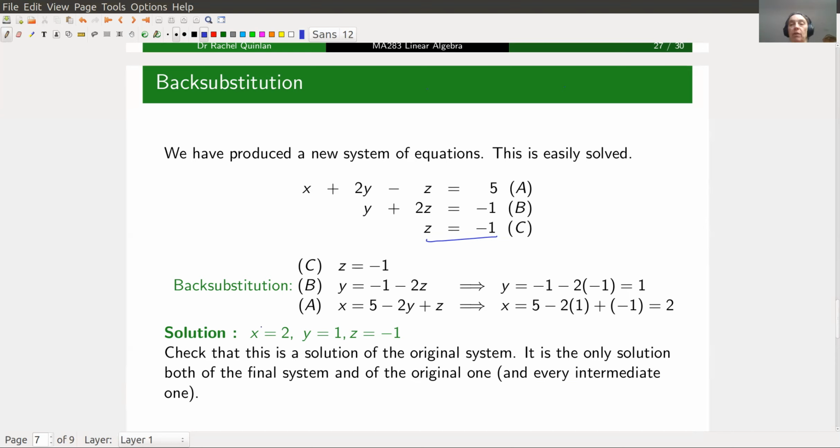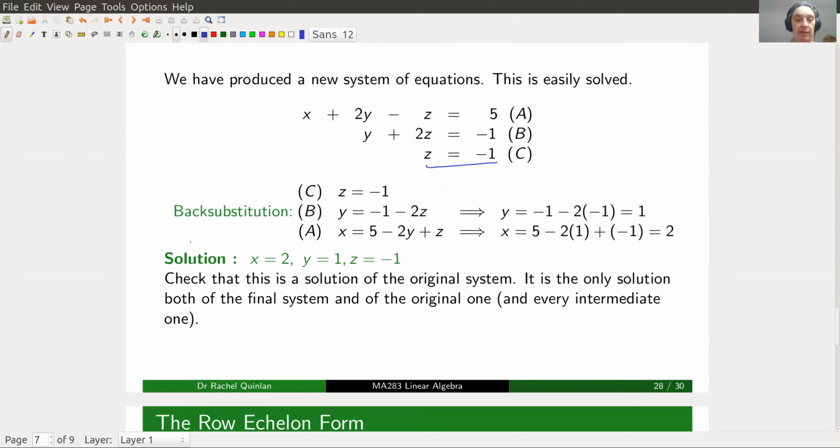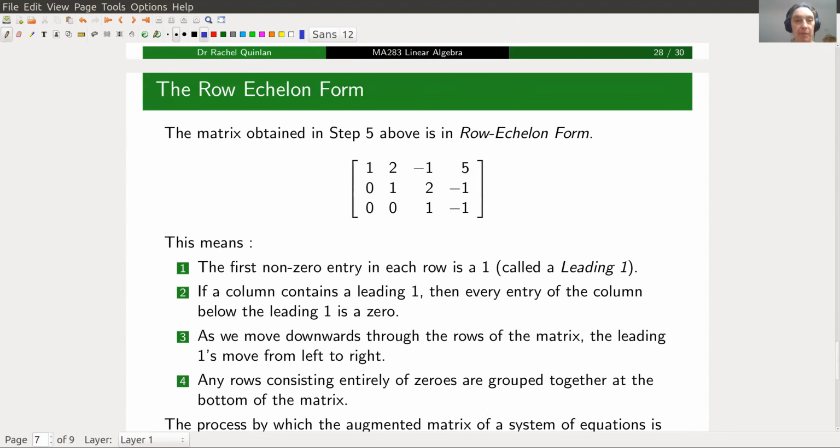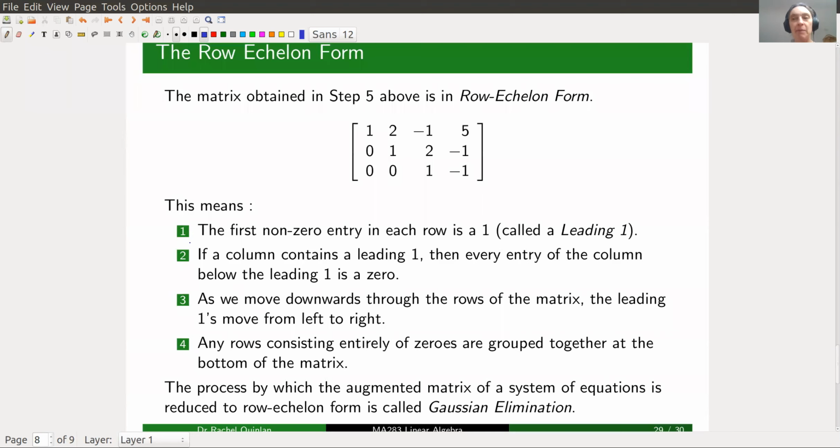And this is the only solution, both of the final system and of the original one, and every intermediate one, since no operation that we took at any step along the way changed the simultaneous solutions of the system that we started with. Okay, so the technique that we just used is referred to as Gaussian elimination with back substitution. A few more comments about it, partly about terminology that's technical but important for us.